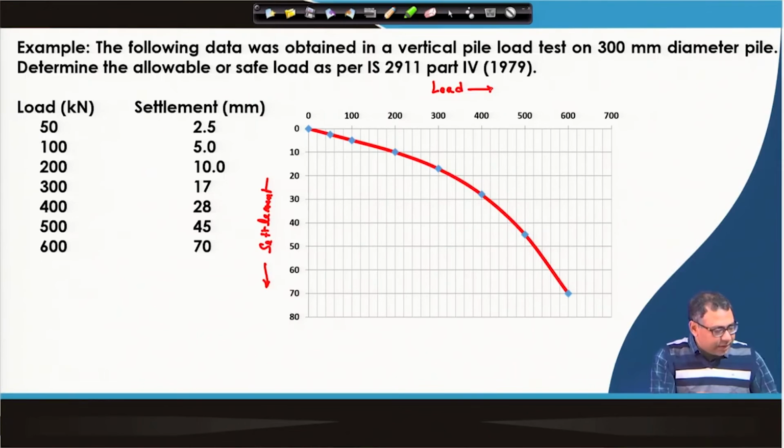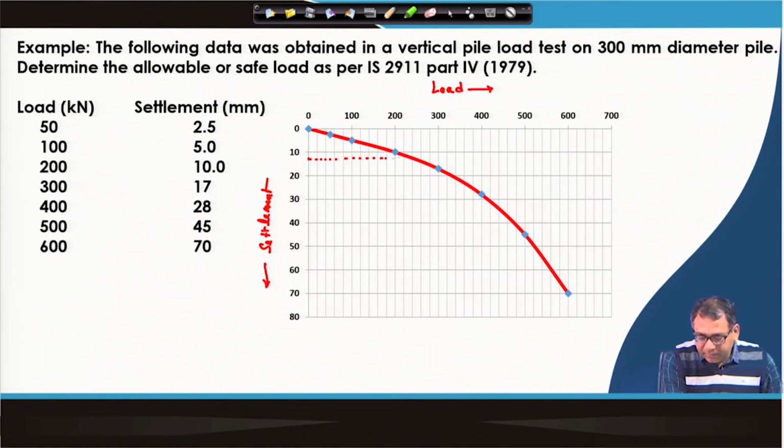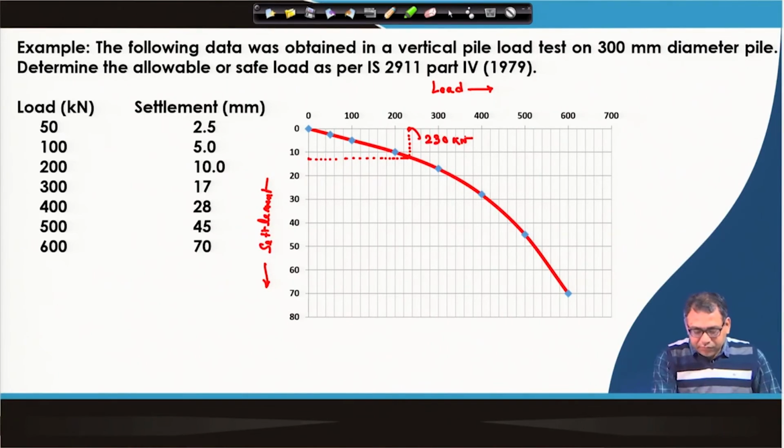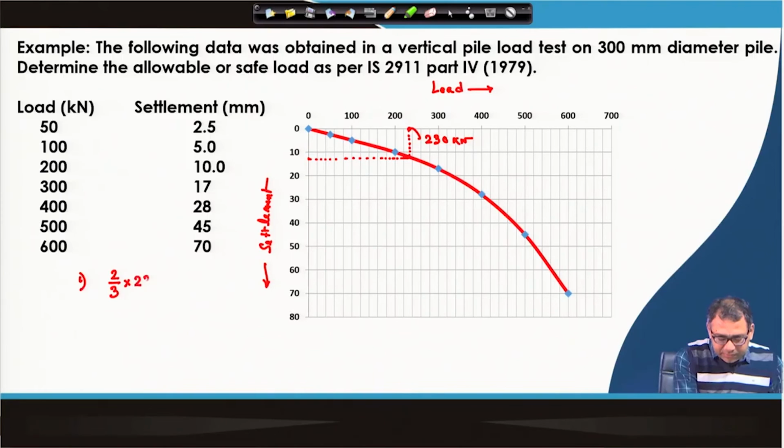Now, the first recommendation was 2/3 of the load corresponding to 12 millimeter settlement. So, 12 millimeter will be here around, and the value will be 230 kilonewton. So, the first criterion will be 2/3 of 230, that is 153 kilonewton.